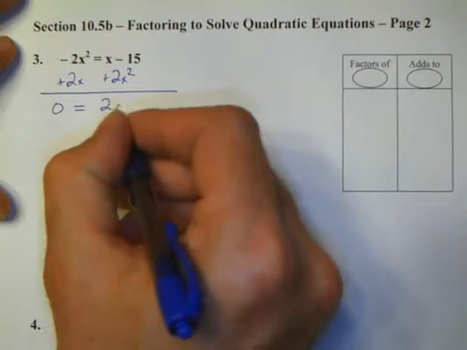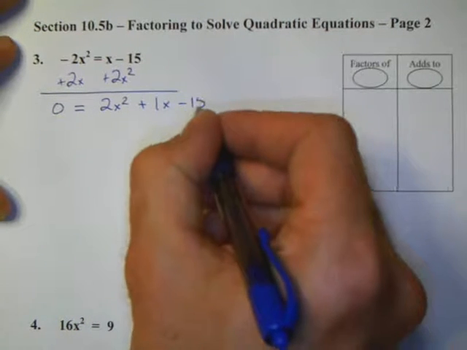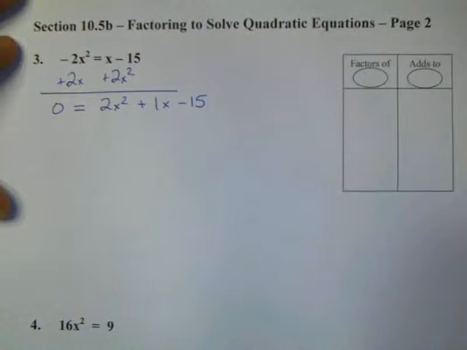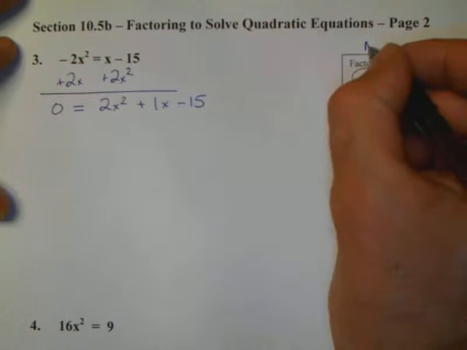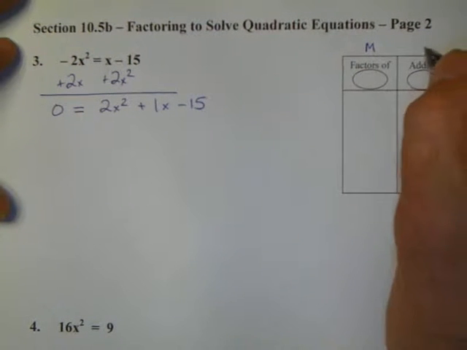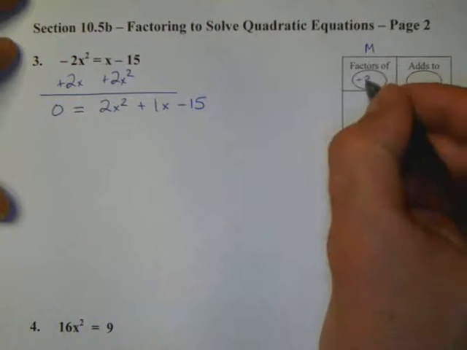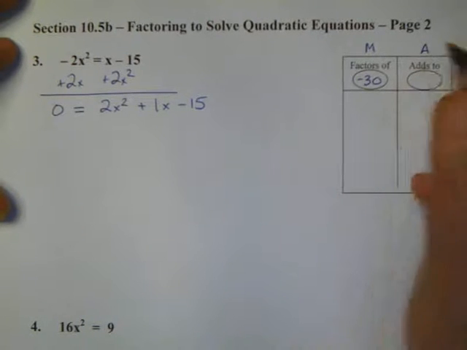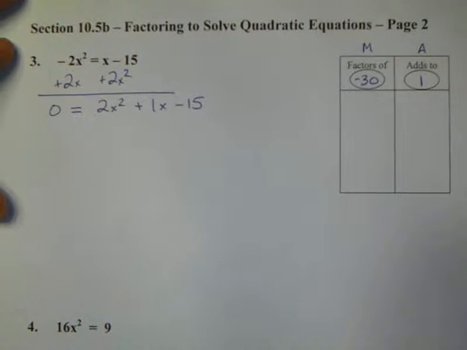I now have my 0 on the left side, which is perfectly fine. 2x squared plus 1x minus 15, and that is equal to 0. I'm going to have to use the MAC method here. You remember the MAC method talks about multiplying the first number times the back number, so we multiply to negative 30, and then we add to the middle number of adding 1.